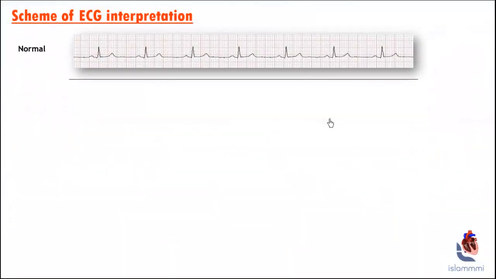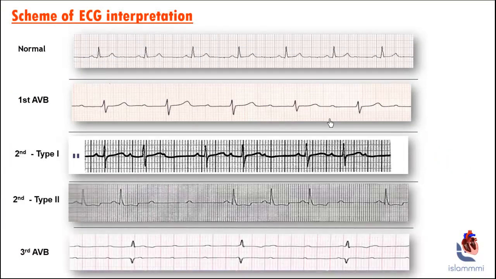So let's take all of them together. This slide is to compare between all of them. This is the normal one. This is the first. Why do we call it first? It's only one P wave before each QRS, but let's look at the distance here. The distance here is like 4 squares. How many small squares? 1, 2, 3, 4. It's almost 10. So this is exactly like the sinus, but with a little bit longer PR, so we call it first degree.